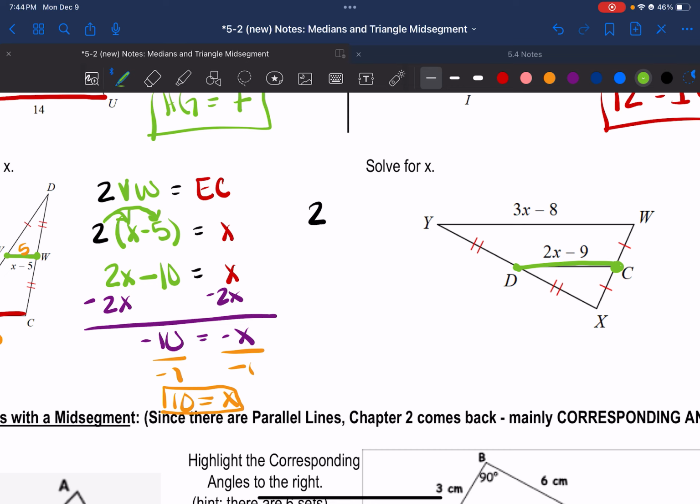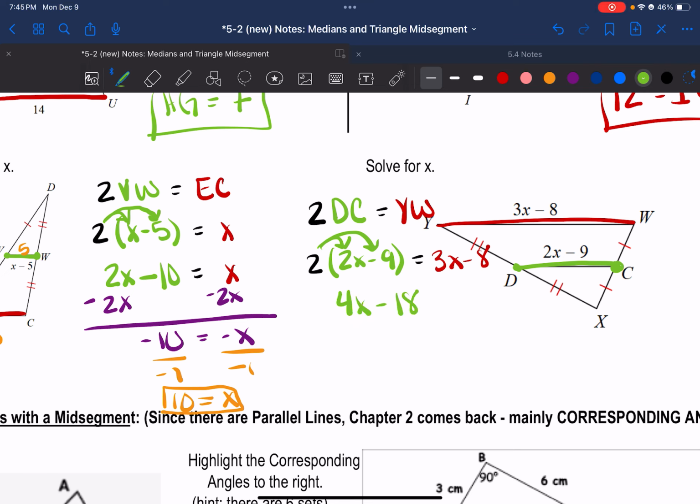I'm going to subtract 3x from the 4x. I get x minus 18 is equal to negative 8. Add 18 to both sides, and I get x is equal to 10. Not every time does it equal 10. It just so happens that we set the two problems up to be equal to 10.